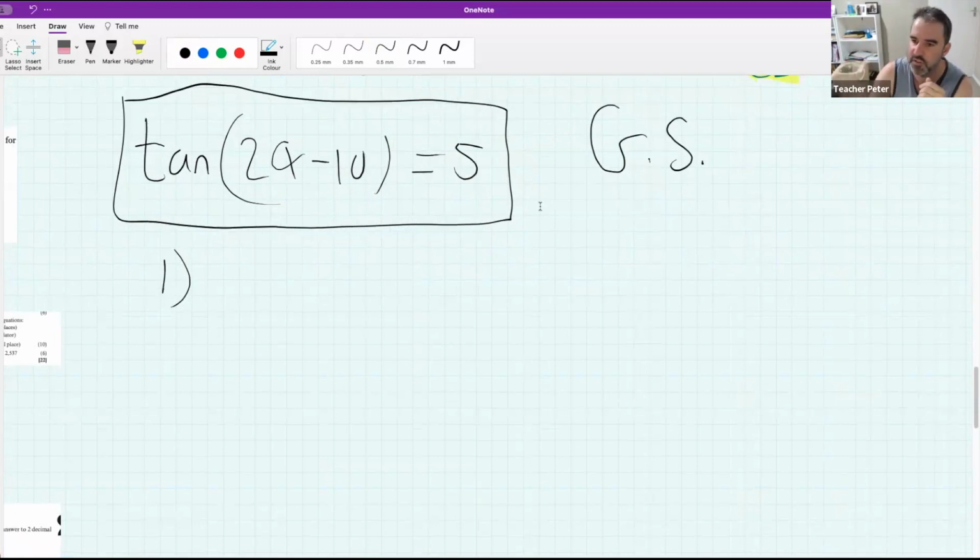What do you think my first step is going to be? I think you all know what it's going to be. The question is, what is the value going to be? Maybe that's a bit more exciting. What is the value of my reference angle?